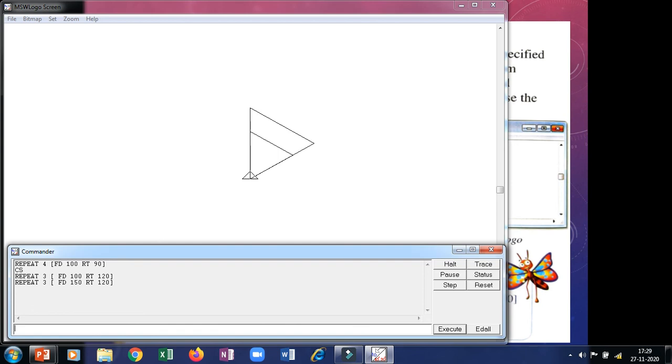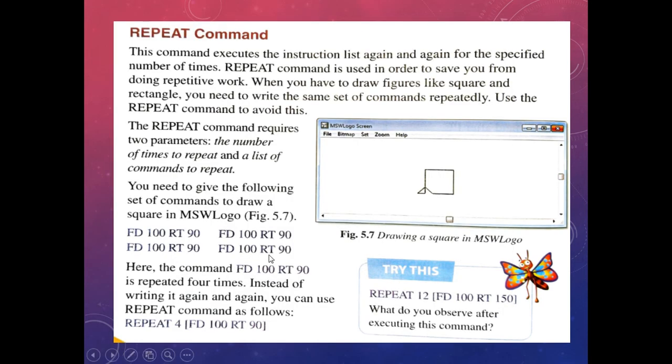So we got another big triangle, so let us try one more with 200. Wow, last one we'll just try with 250. So, beautiful design, right? Let us now clear the screen. You will also practice on your computer. On page number 72 I've shown, you have to try this one.